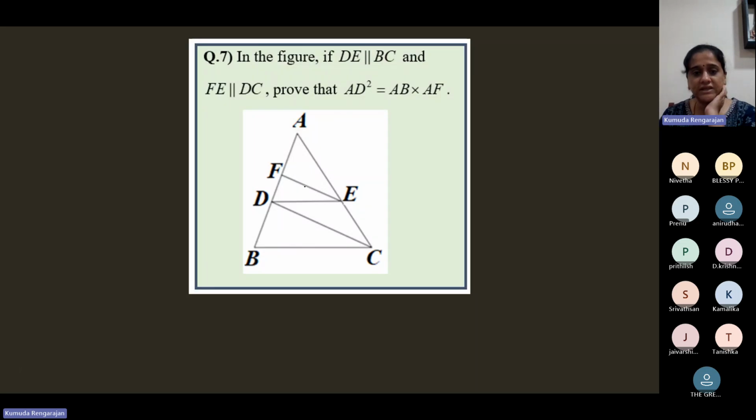So DE is parallel to BC, and then FE is parallel to DC. So use steps similar to the previous one and get this answer. Prove this exactly like the earlier one. One more step, you just have to cross multiply to get this result: AD square is equal to AB into AF. Do this by yourself correctly.